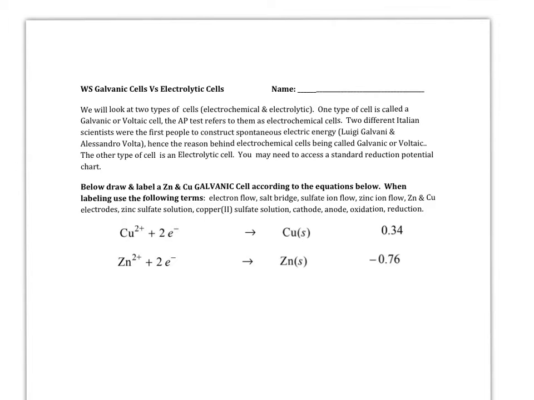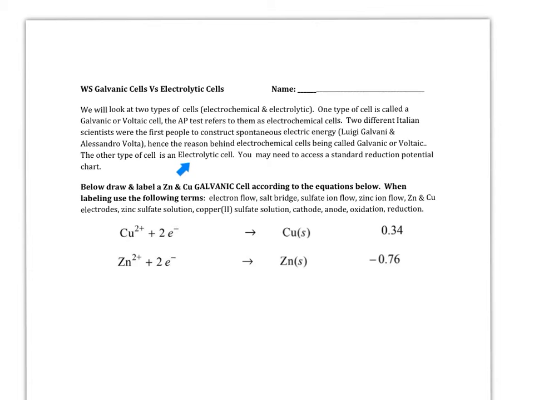So we're going to look at two types of cells, electrochemical and electrolytic. Electrochemical is most often referred to as a galvanic or voltaic cell. The AP test refers to them as electrochemical cells. And they are named galvanic or voltaic from two different Italian scientists who were the first people to construct the spontaneous electrical energy, Luigi Galvani and Alessandro Volta.